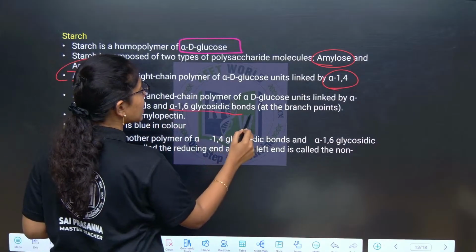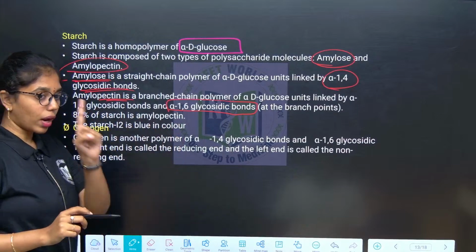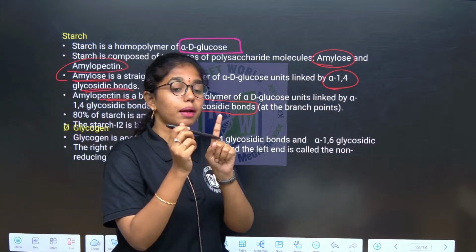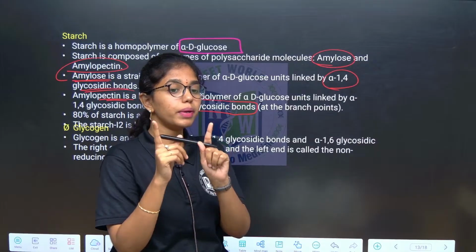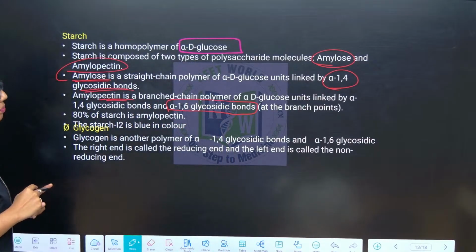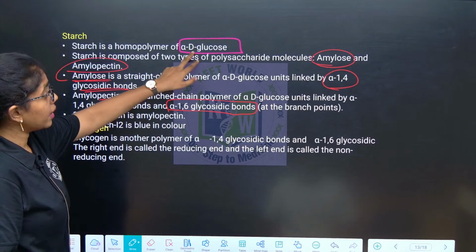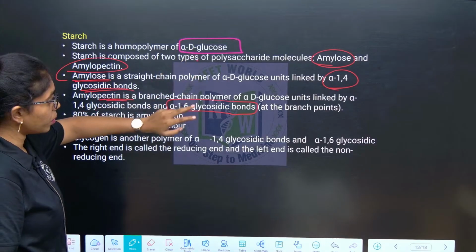Alpha 1,6 glycosidic bond. Carbon 1 of one glucose unit and carbon 6 of another glucose unit will be connected. Any doubt? D-glucose, alpha 1,4. Dextro and levo.